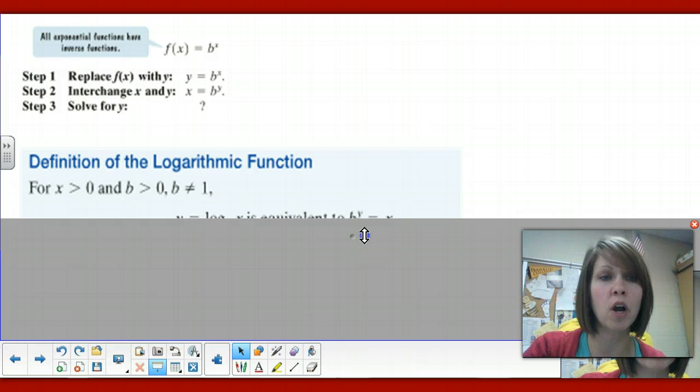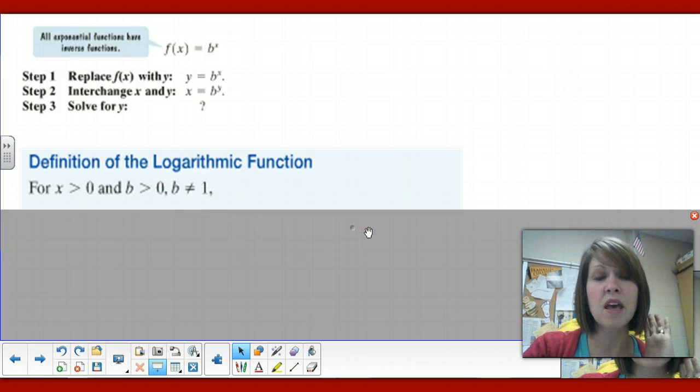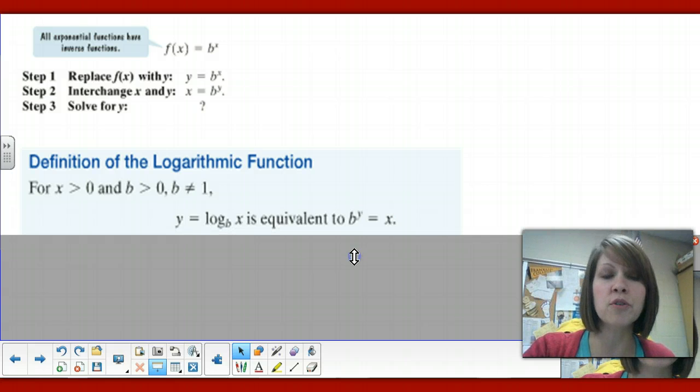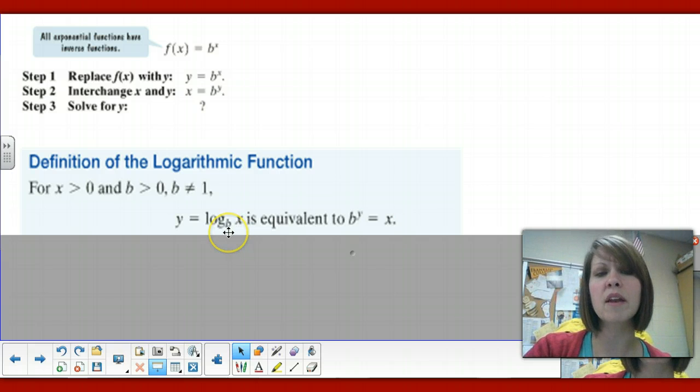Okay, we have this definition of a logarithm. First of all, we set up this. This is for x's greater than 0 and b's greater than 0. Okay, and b cannot equal 1. That should sound familiar from the exponential functions. All right, so what we do is we say that the log of x base b is equal to y. Y equals log x base b. Okay, for this log, x has to be greater than 0. And then every base has to be greater than 0 but not equal to 1. That is equivalent to b to the y equals x.